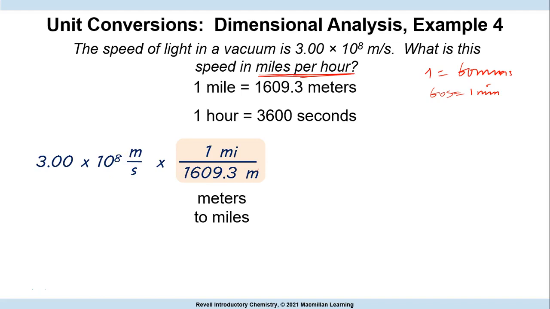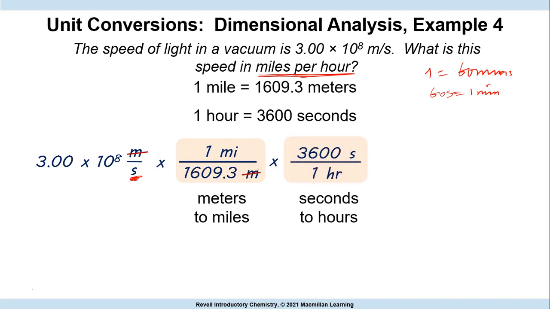Now let's look at time. We want it per hour, so we have to arrange it in a way that the seconds are going to cancel out. Here the seconds are at the bottom, so in our conversion factor, the seconds must be at the top so that they cancel out. So we have the seconds at the top and the hours at the bottom, so that the seconds cancel out with the seconds, and we are left with miles per hour, which is what we've been asked in this question. That gives us 6.71 times 10 to the 8 miles per hour.